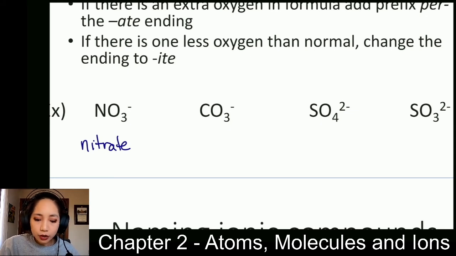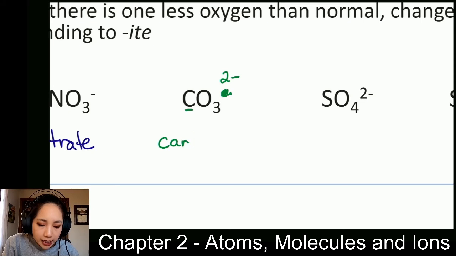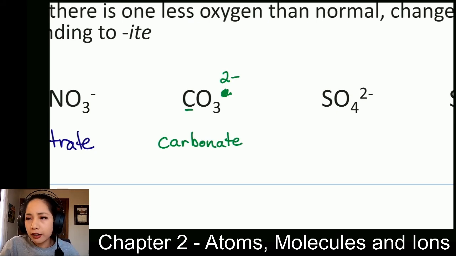So CO3, ooh, this is not right. It's CO3 2 minus. Whoops. Sorry about that. So CO3, so we have our nonmetal, which is carbon. This is carbonate anion. And it should be 2 minus. Sorry, there's an error there.